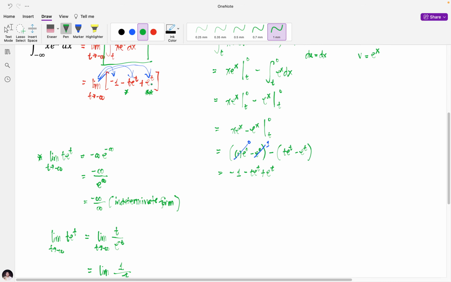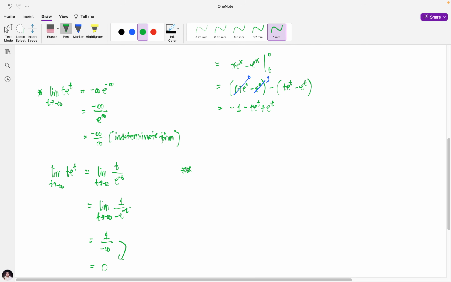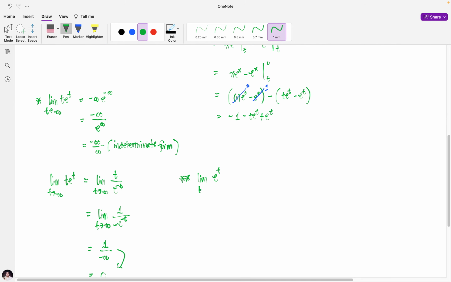While the third term, ayan, the limit of e raised to t as t approaches negative infinity, the same concept. This is just the same as the limit of 1 over e raised to negative t as t approaches negative infinity. So if you will just substitute that negative infinity here, so that is negative of negative infinity, or just e to the infinity. So this is a very big number. 1 over a very big number will approach 0. So therefore, the limit of the third term is 0.